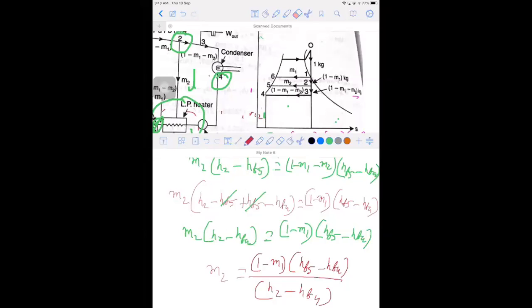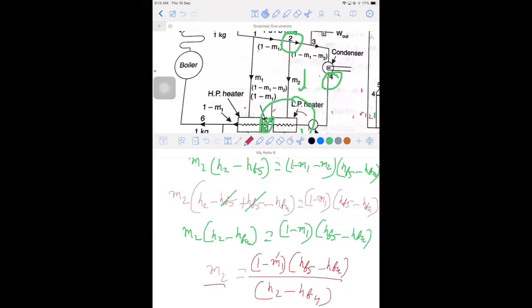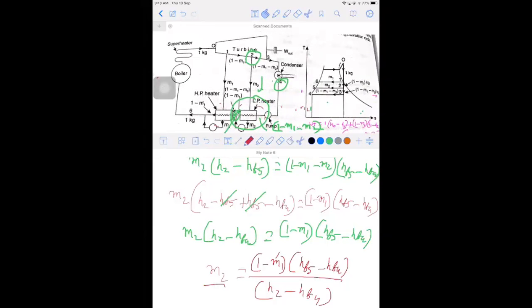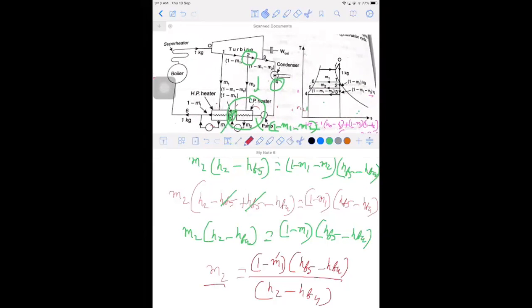And if you want to get M2, first of all we are supposed to get M1. To get M1, we have to do the heat balancing at the HP heater, which we already did in the last class. From those, we evaluate the values. After getting M1 and M2, we go with our regular process of finding the turbine work WT.